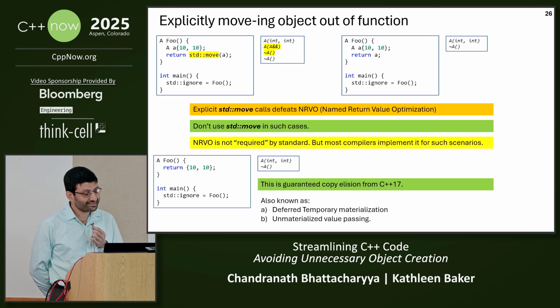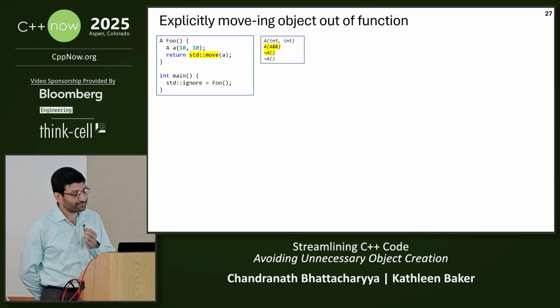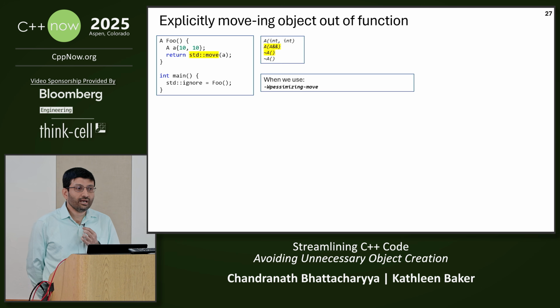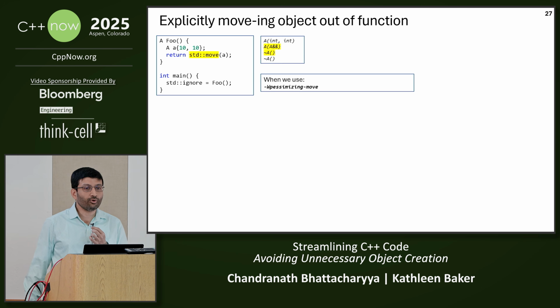Okay, let's take this same example and run it with this particular warning, pessimizing-move. So this also comes under the umbrella of -Wall checks.